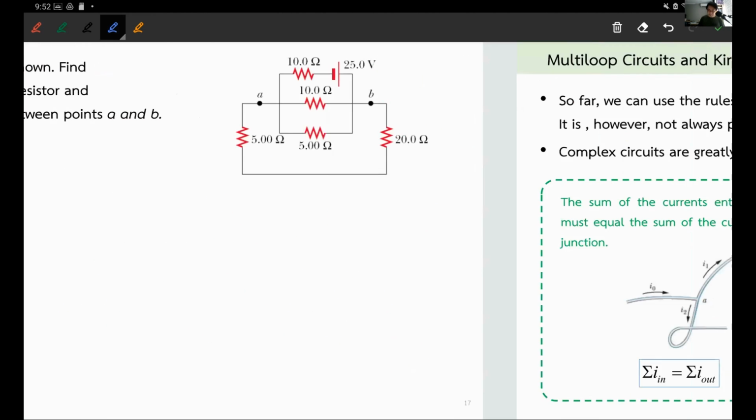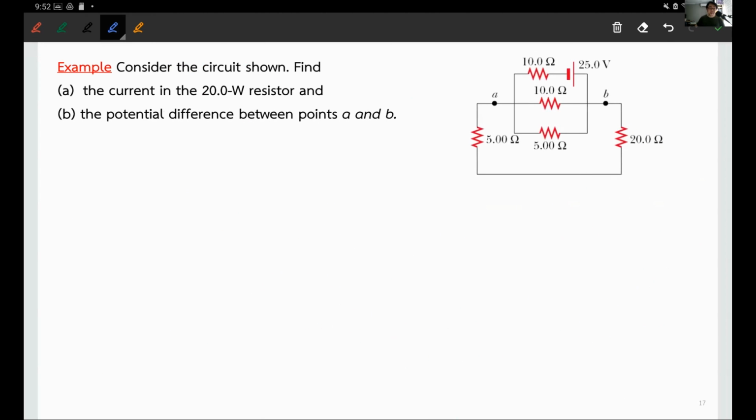Let's do one more. All right, we're almost there. And we will have enough review that allows us to do Kirchhoff's rule. Okay, so let's do one more. All right, I don't want to focus too much on this because the goal of this one is Kirchhoff's rule, not equivalent circuits. Okay, consider the circuit shown.